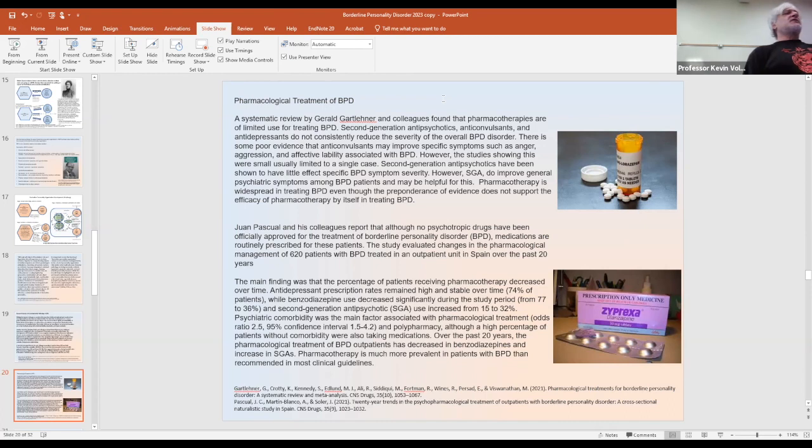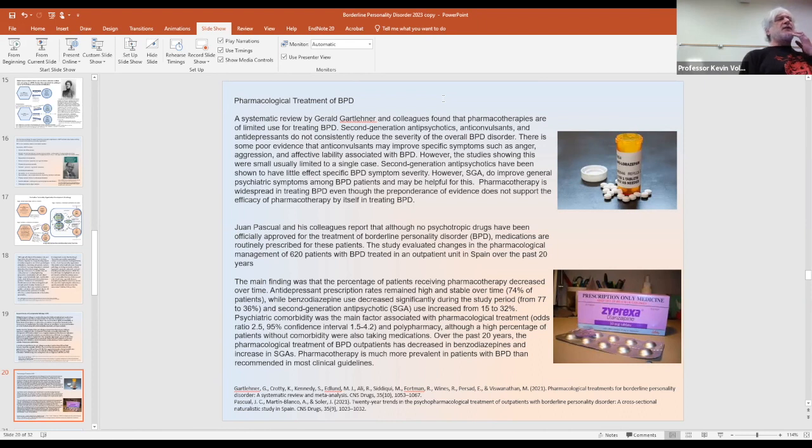There is poor evidence that anticonvulsants may improve specific symptoms such as anger, aggression, and affective lability associated with BPD. If they were effective, then you might think that they really have bipolar. Okay. Second generation, and the studies, by the way, are pretty small. They're usually single case studies, a lot of single case studies. A second generation antipsychotic has been shown to have little effect specifically on BPD symptom severity. However, SGAs do improve general psychiatric symptoms among BPD patients and may be helpful for this. And you're seeing more and more of SGAs being prescribed for borderline personality disorder. They don't fix it, but they may make the symptoms a little bit more tolerable.